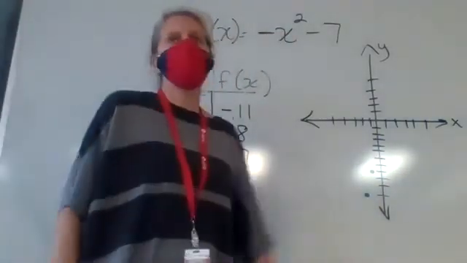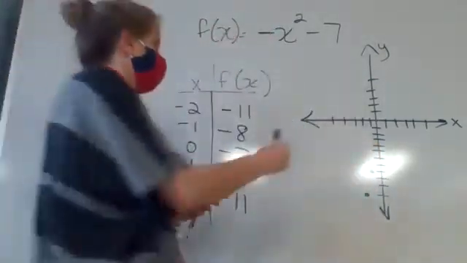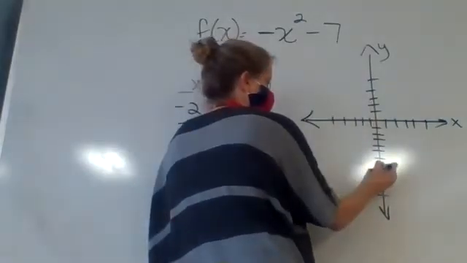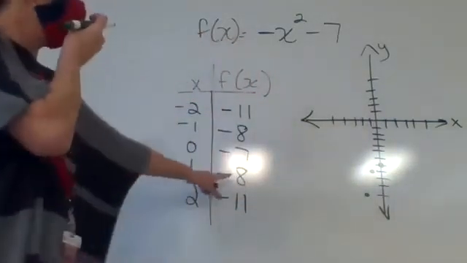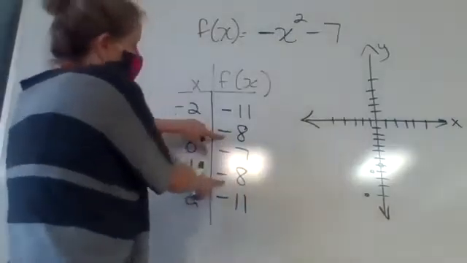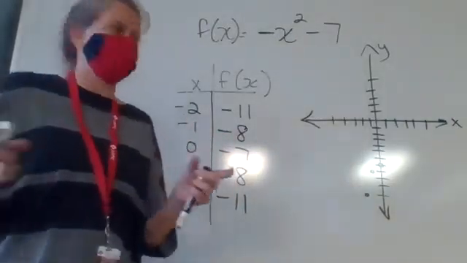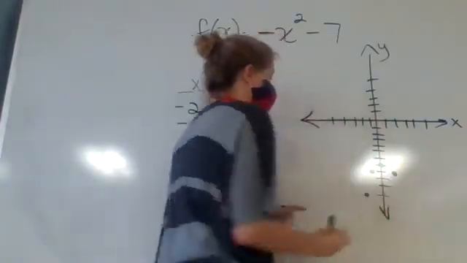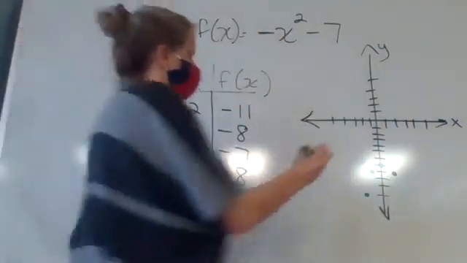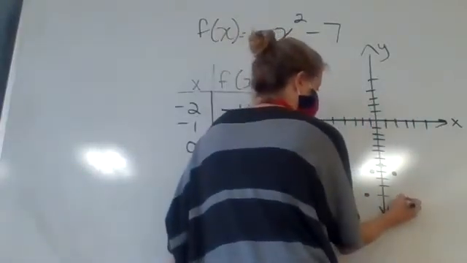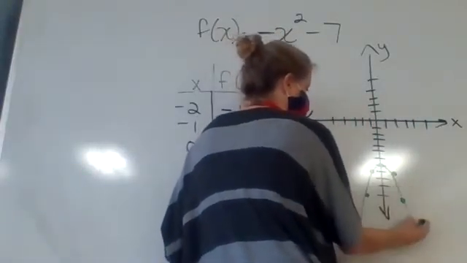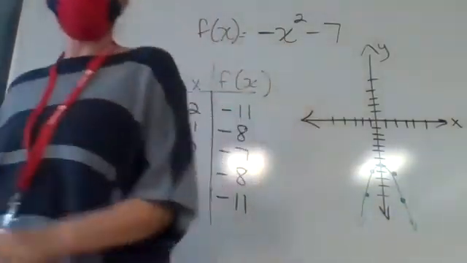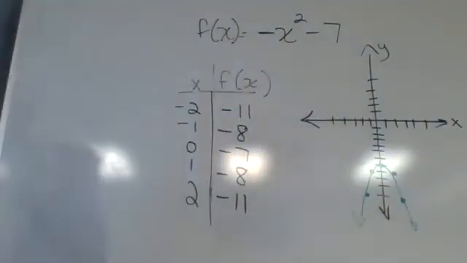0, negative 7. Your x is 0, which means you're not going left or right at all, right? You're just going to go straight down to negative 7. 1, negative 8. So again, my y's are the same. That's where the mirror is, right? So 1, negative 8. To the right 1 and down 8. And right 2, down 11. So just like we saw in the calculator, there is an upside down graph of a U in that area.